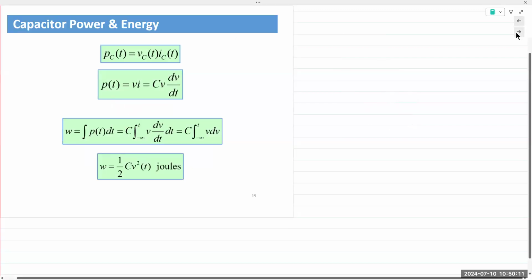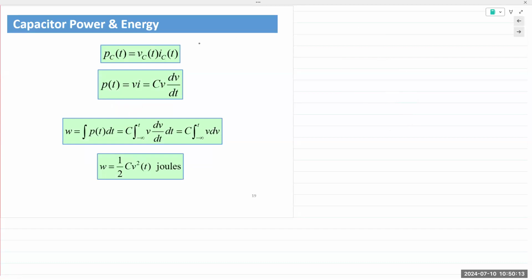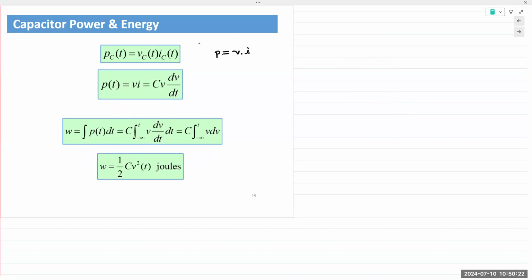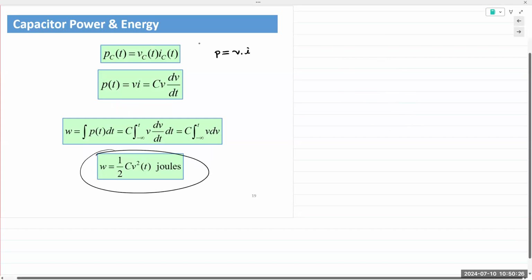The power equation is still standard. P equals VI, and so we simply plug in the values for the voltage and the current. We get C v dv over dt. And the energy, the rate at which work is done, comes out to be half C V squared. As a reminder, for an inductor it was half L i squared, the input current. For a capacitor it is half C V squared.